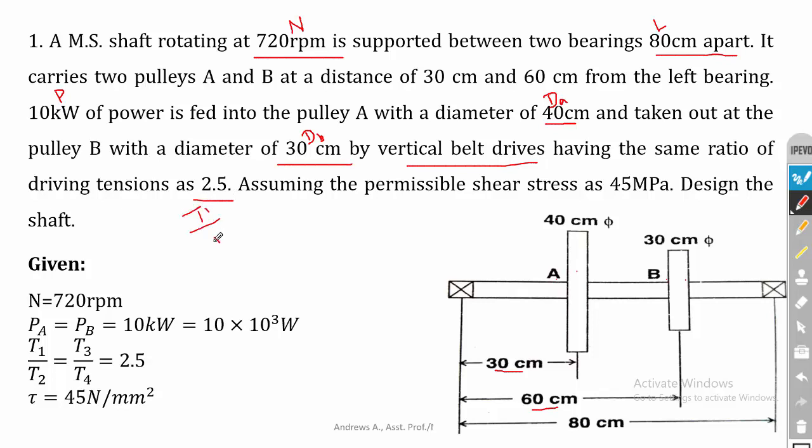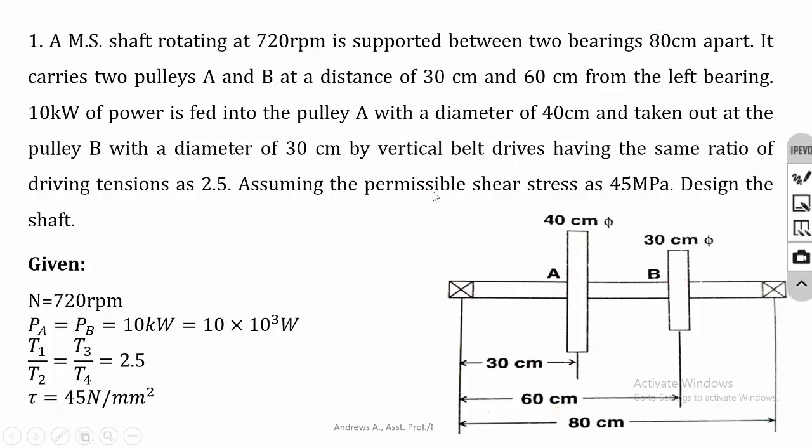So T1 by T2 is equal to T3 by T4 is equal to 2.5 because both the drives have the same tension ratio. Assuming the permissible shear stress as 45 megapascal, design the shaft. So the material property is given, the tau allowable is given as 45 megapascal, that is 45 Newton per mm square. Design the shaft means we have to find out the diameter of the shaft.